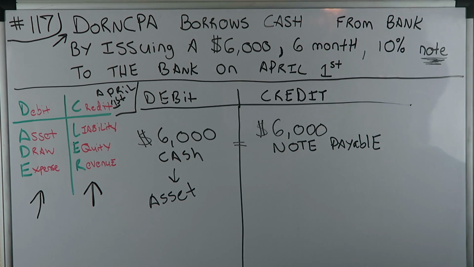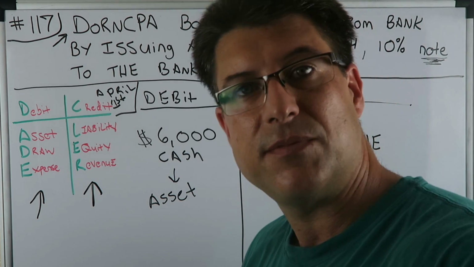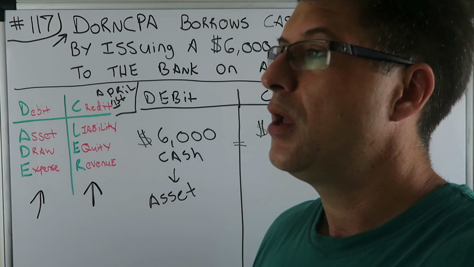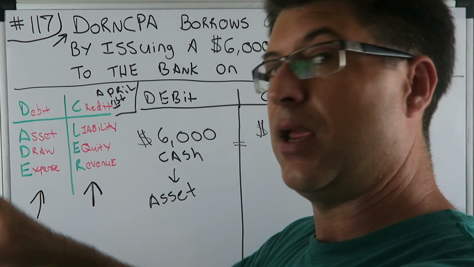How did we know it was a note payable? It just says note here. Well, it's either going to be a note receivable or a note payable. A note receivable means it's coming to you. But no, our note says we got it. We were paying.